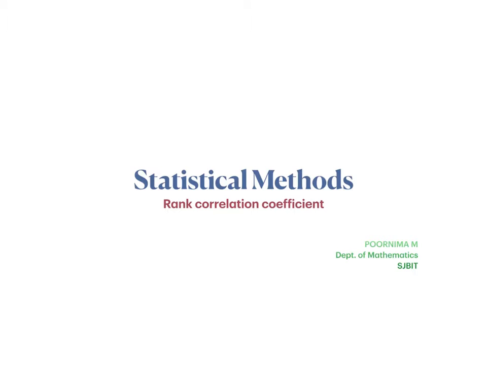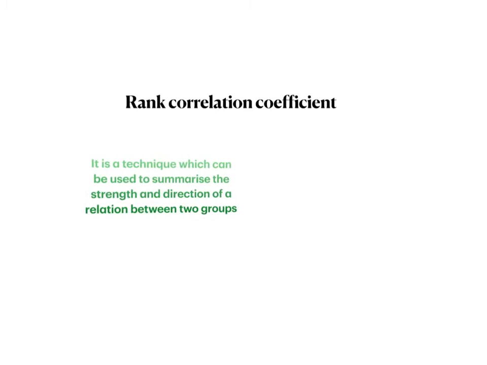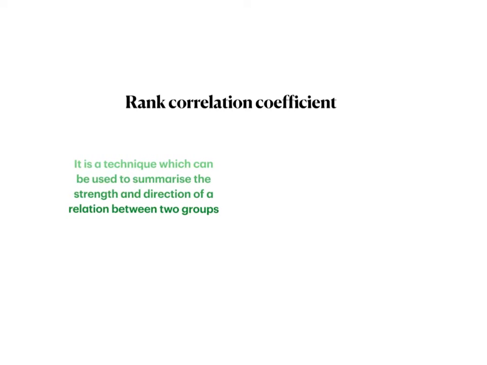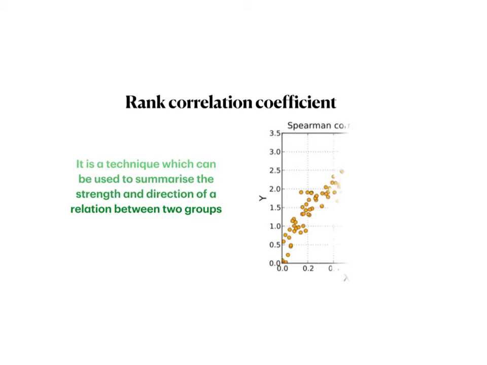Basically it is a technique which can be used to summarize the strength and direction of two variables, that means two groups, between two series. Suppose we have done scatter graphs, the rank correlation coefficient value, which is a statistical test, can find the strength of the relation between two sets of data.